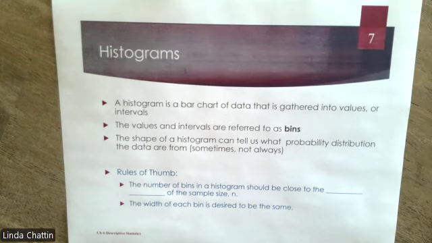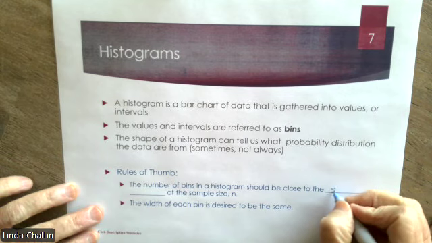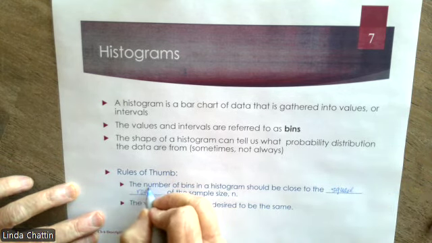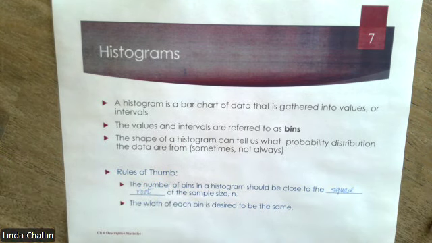Now, this is the book's recommendation for how many bins you should have in your bar chart or histogram. The rule of thumb is as follows: the number of bins in a histogram should be close to the square root of the sample size n.